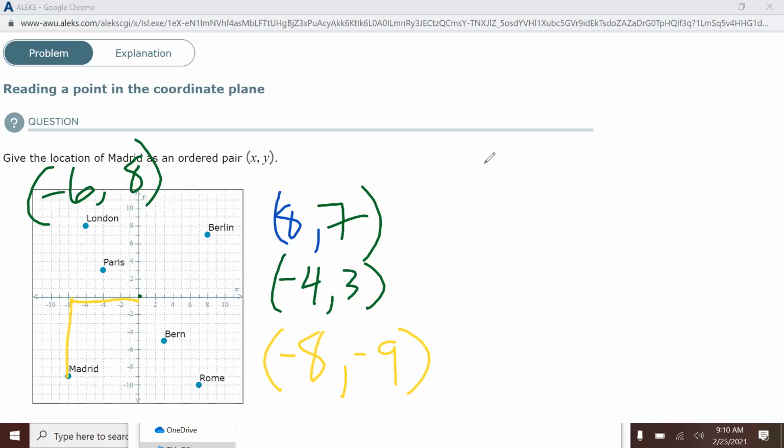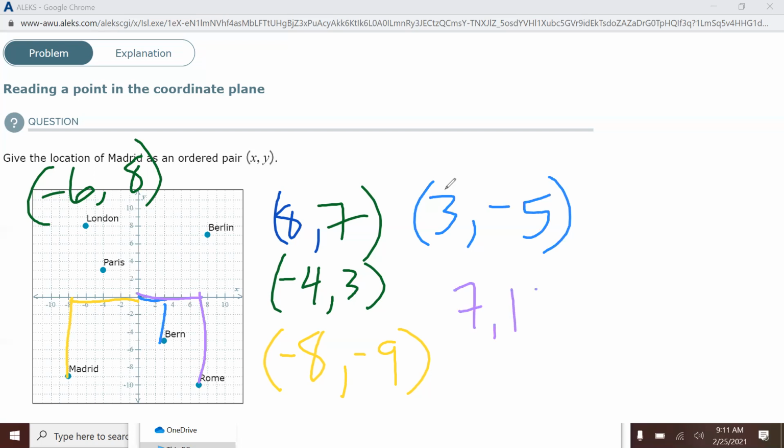Two to go. How about Bern? Bern, we travel 3 horizontally and down 5 vertically. And the last one, Rome. To get to Rome, we travel 8. Nope, we travel 7 horizontally and then 10 vertically. But we go down. Therefore, the 10 will be negative. And that's about it.